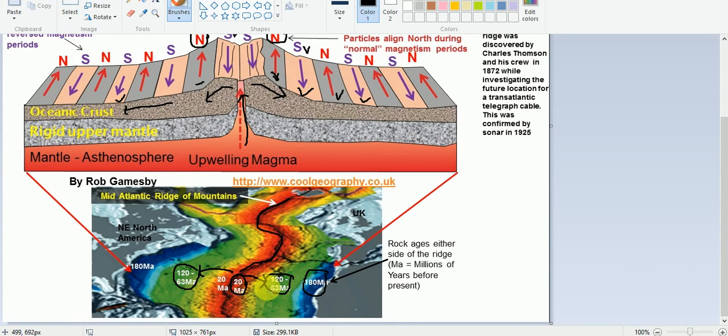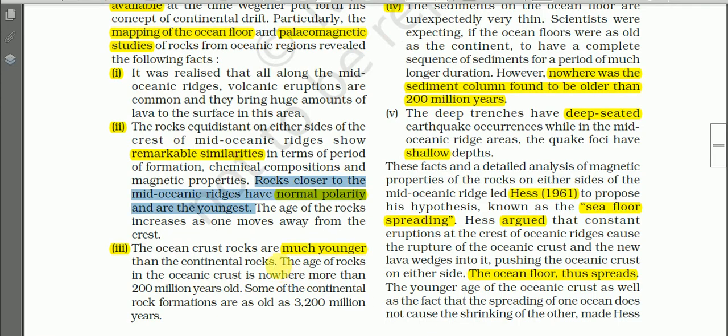That means rocks closer to these mid-oceanic ridges are the youngest. And as I told you, the ages of the rocks increase as one moves away from the crest. Closer to the crest, younger is the age of the rock. That is the point mentioned here.